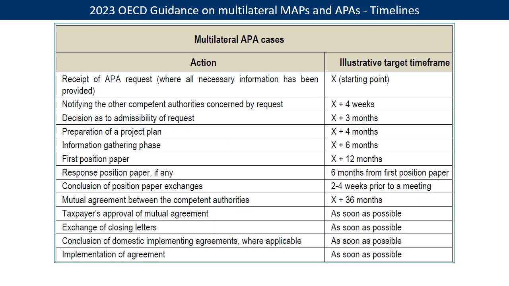And then if you look at the multilateral APA cases, it's basically the same, except of course that you don't have arbitration here. And the taxpayer must approve the agreement as quickly as possible. You get an exchange of closing letters as quickly as possible. The taxpayer needs to do what it needs to do to make the APA binding, and then the tax authorities must do what they can do as quickly as possible.